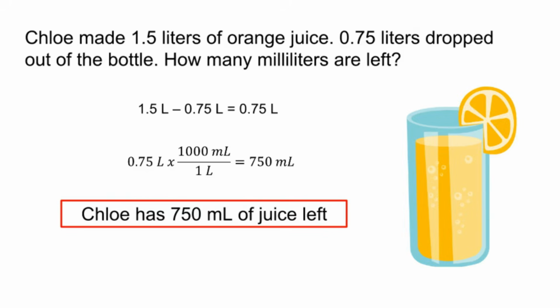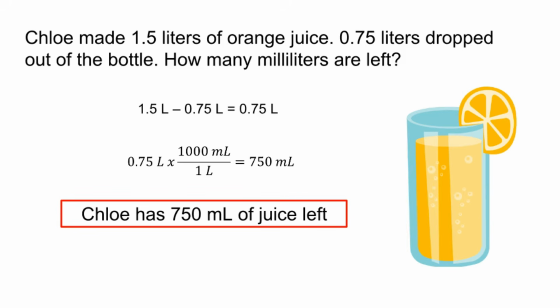For the second problem, Chloe made 1.5 liters of orange juice. 0.75 liters dropped out of the bottle. How many milliliters are left? The word dropped indicates that something is lost or has been subtracted from the given. For this, we can write 1.5 liters where 0.75 is dropped, giving us 1.5 minus 0.75.